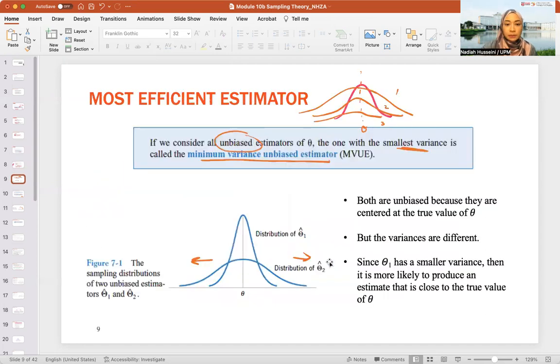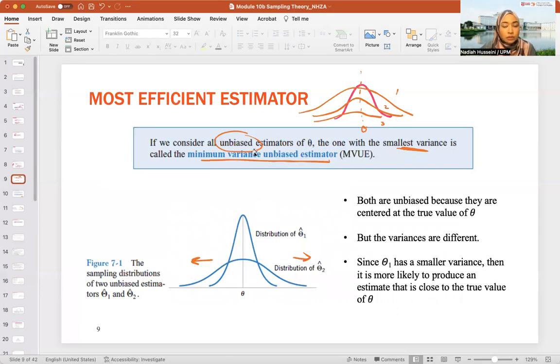So an example of an unbiased estimator is, we have two estimators over here, estimator number 1 and estimator number 2. And you can see that both of them have the same mean as the theta, which is the point estimate. Therefore, we can see that these two estimators are unbiased because they have the same center. They center around the same mean.